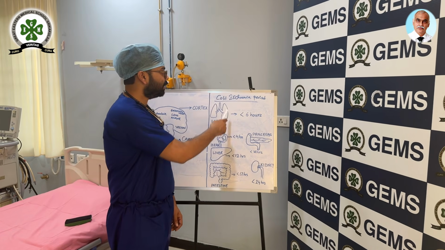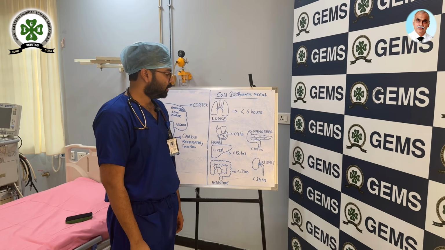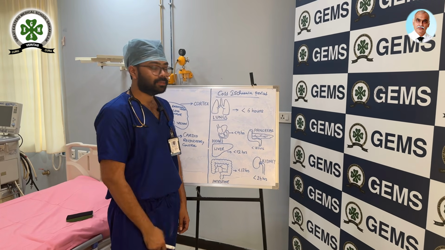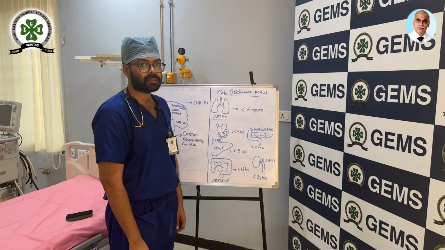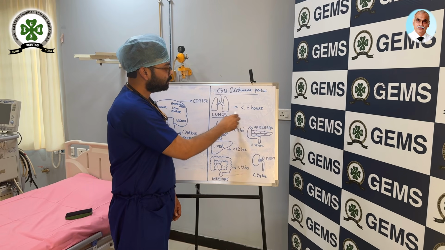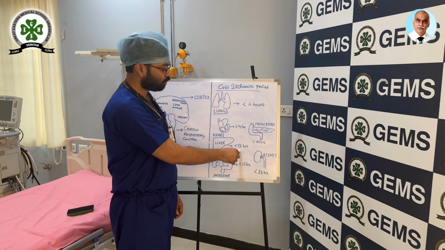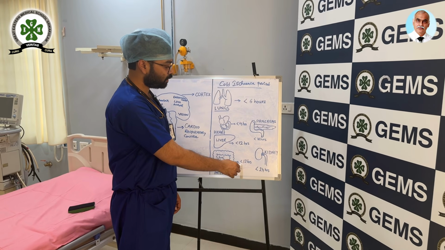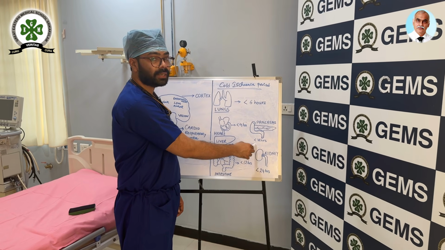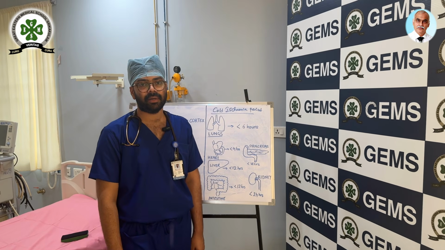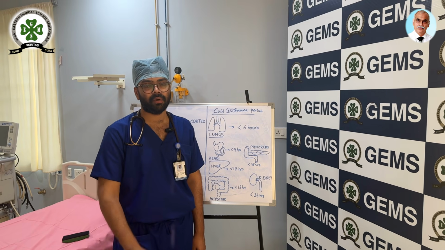Now I am going to tell the cold ischemia period for different organs. It is important that all these organs be transplanted within the stipulated time. For lungs within 6 hours, for heart within 4 hours, for liver within 12 hours, for intestine within 12 hours, for pancreas within 18 hours, for kidney within 24 hours. If these organs are not transplanted within this stipulated time period, they go to waste.